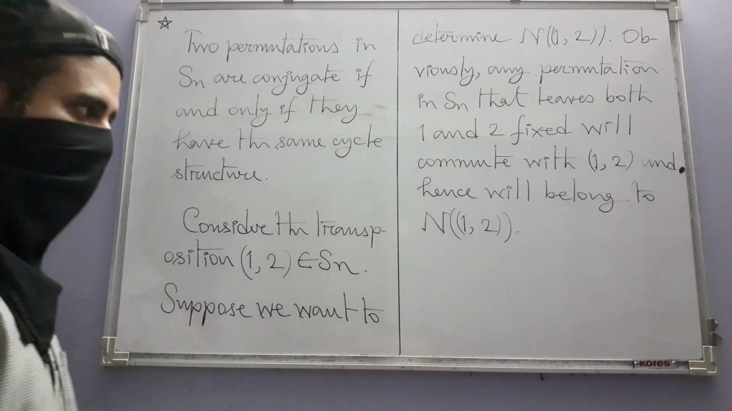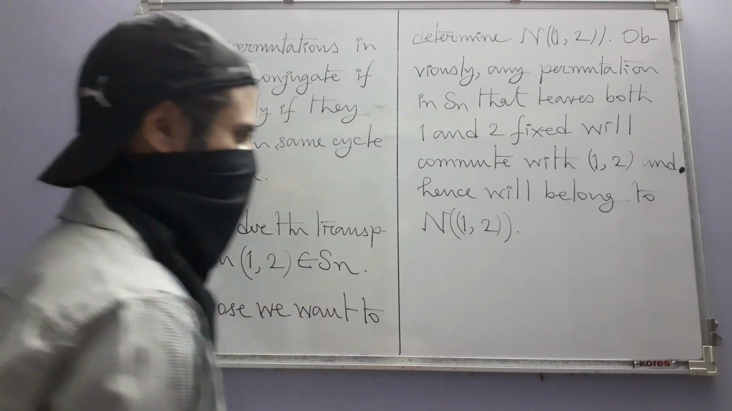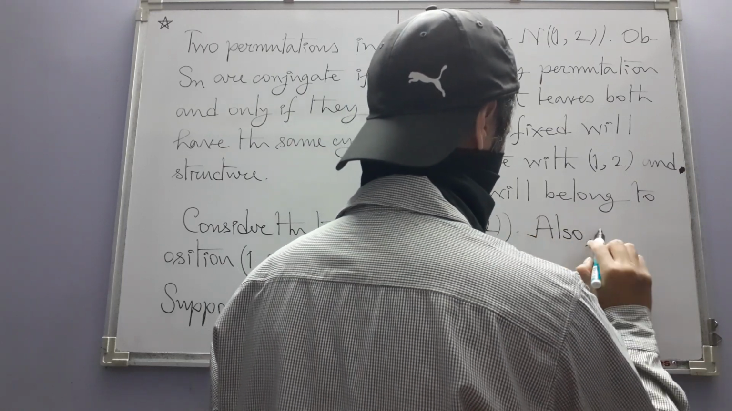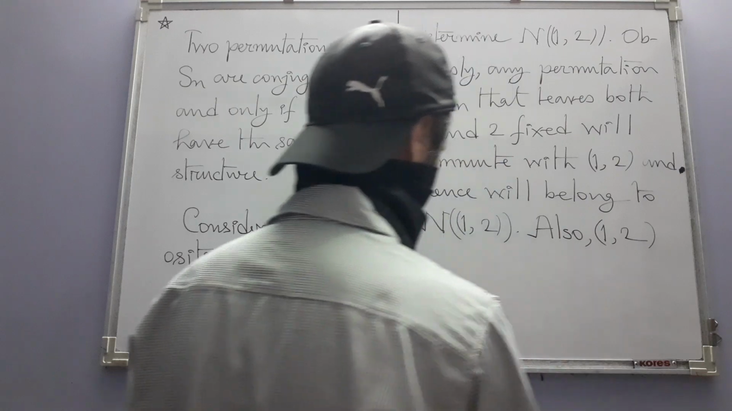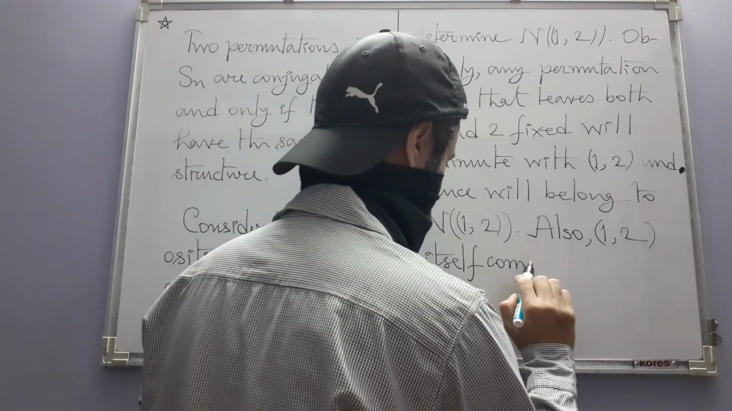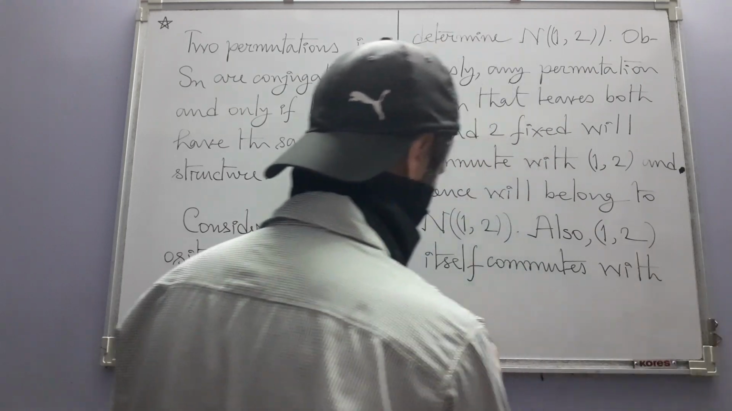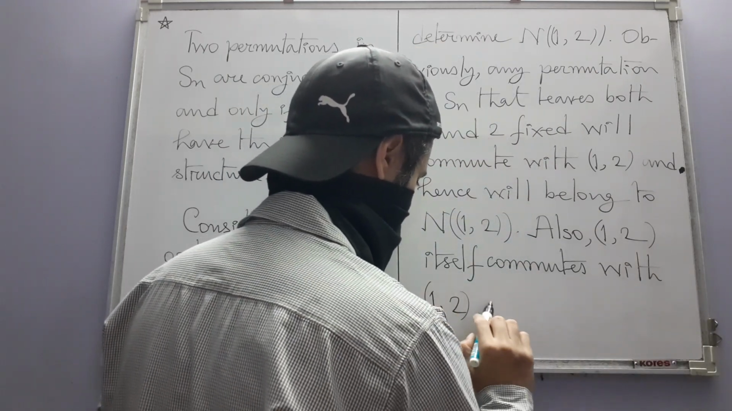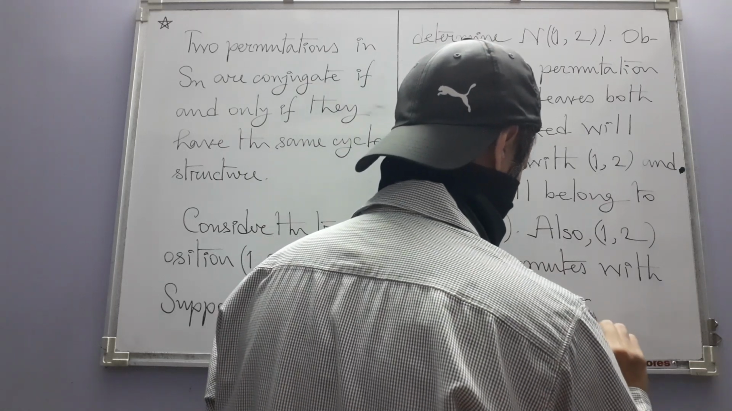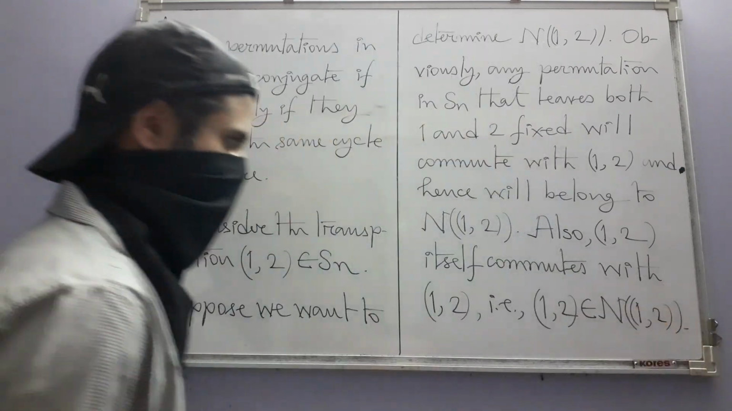But besides that, there is another thing that also commutes with 1, 2, that is 1, 2 itself. Also, this itself commutes with 1, 2, or the same thing, this itself belongs to the normalizer of 1, 2.